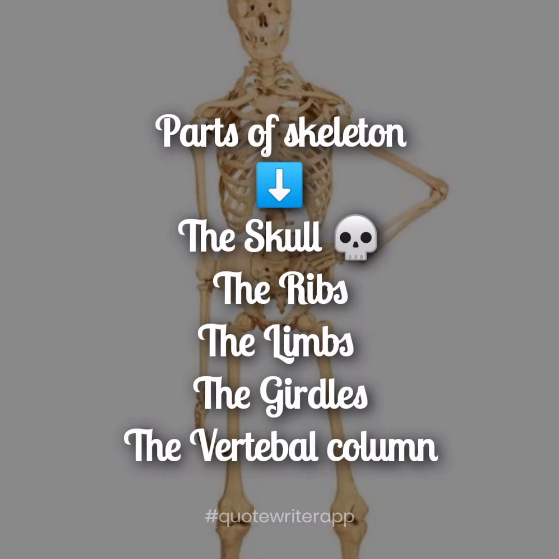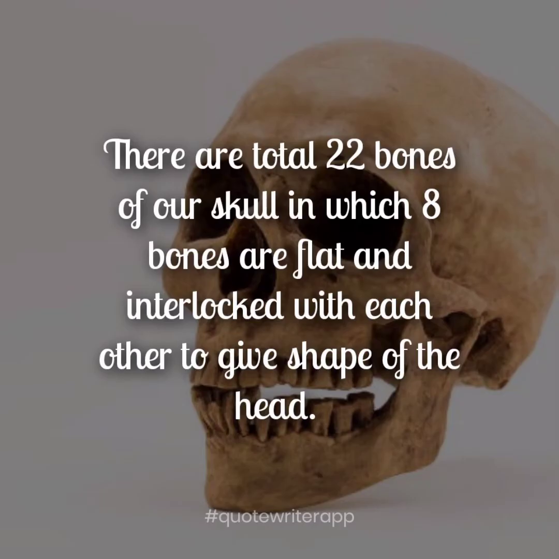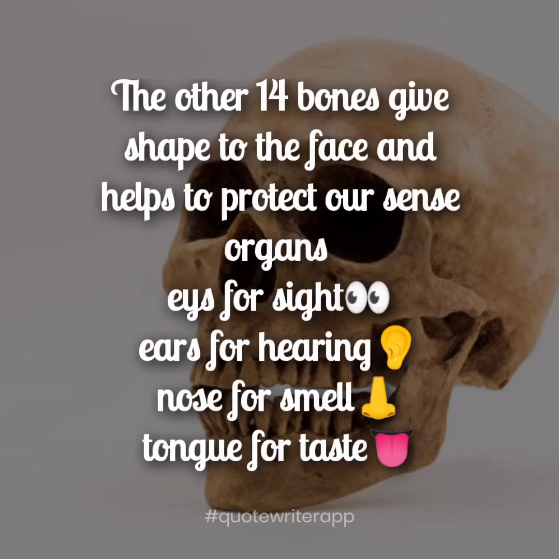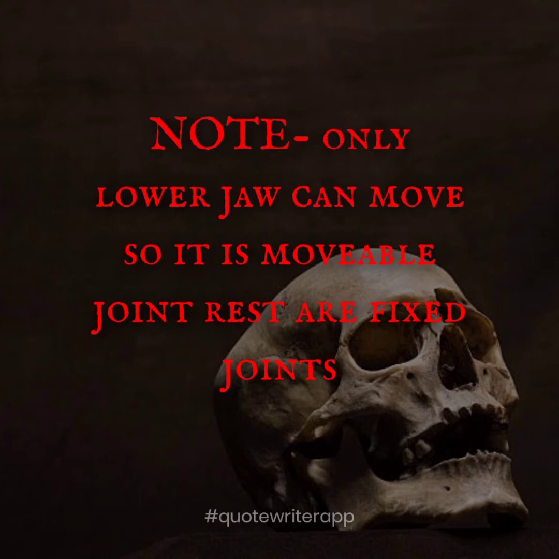Let us study all the parts of the skeleton. There are 5: skull, ribs, limbs, girdle, and the last one, vertebral column. What is skull? It has 22 bones, of which 8 bones are flat and interlocked with each other to give shape to the head, and the 14 bones give shape to the face and help to protect our sense organs: eyes for sight, ears for hearing, nose for smell, and tongue for taste. These are the sense organs.